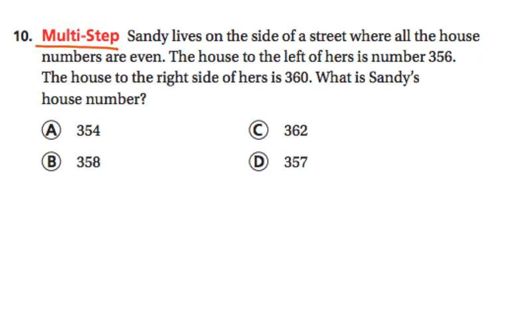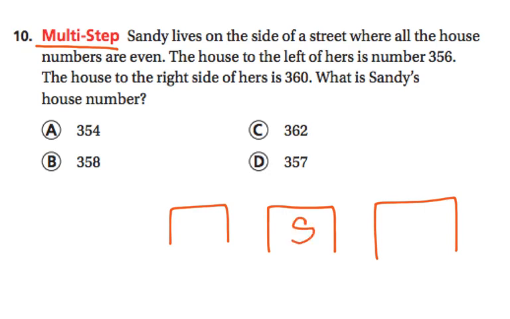So let's imagine we have a house here, another house, and this house. So here's Sandy's house. We don't know what her house number is, but it says the house to the left of hers is 356. Then there's her house, and then the house to the right of hers is 360. And they told us that all the house numbers are even.